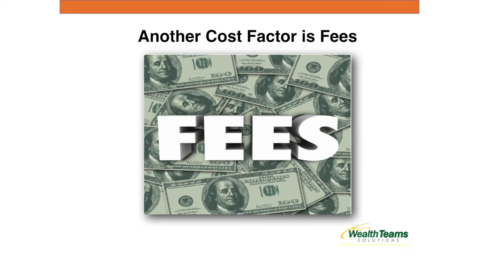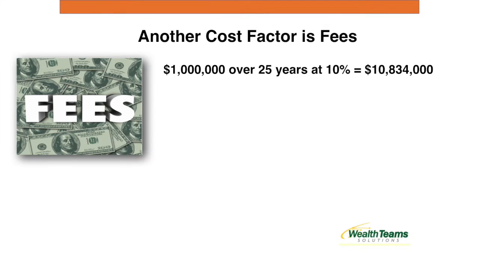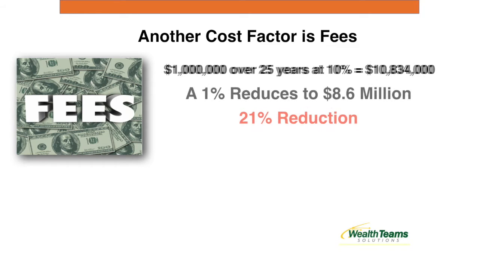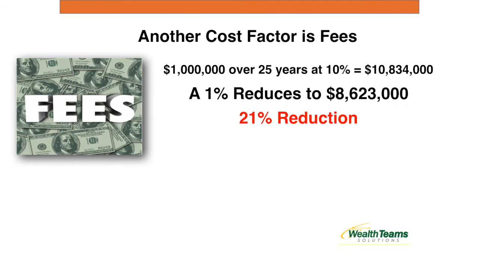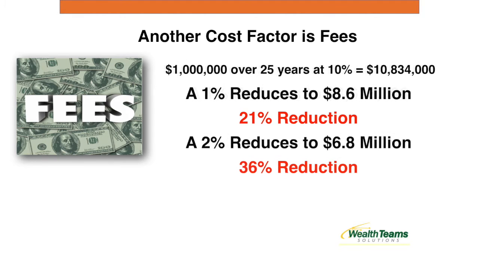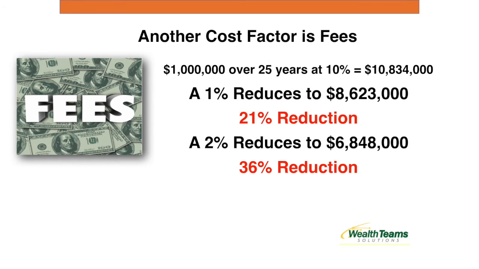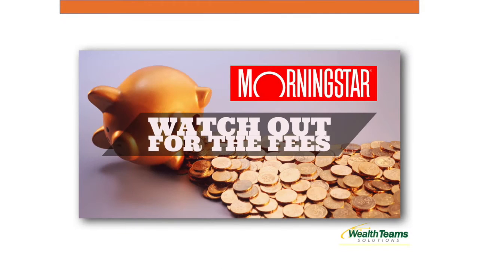Another cost factor is fees. If you invested $1 million over 25 years, say, at 10%, it would grow to $10.8 million. But just have a 1% fee and it reduced the overall value to $8.6 million. That's a 21% reduction. And if the fee was 2%, the account would now only be worth $6.8 million, a 36% reduction.